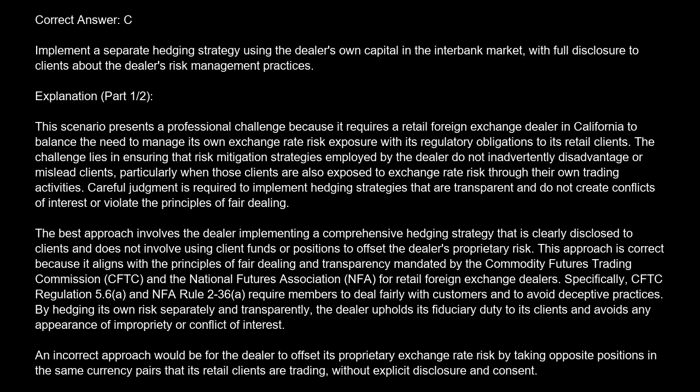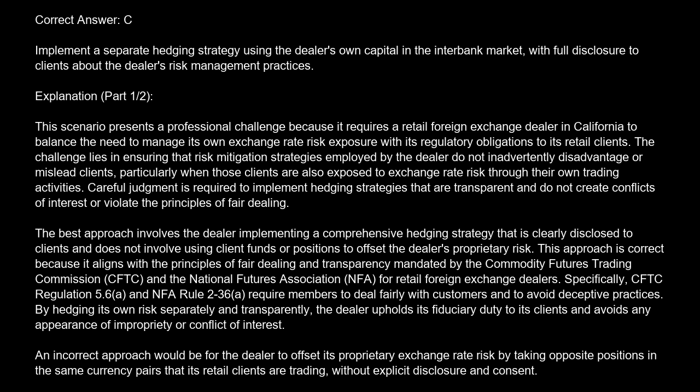Explanation: this scenario presents a professional challenge because it requires a retail foreign exchange dealer in California to balance the need to manage its own exchange rate risk exposure with its regulatory obligations to its retail clients. The challenge lies in ensuring that risk mitigation strategies employed by the dealer do not inadvertently disadvantage or mislead clients, particularly when those clients are also exposed to exchange rate risk through their own trading activities. Careful judgment is required to implement hedging strategies that are transparent and do not create conflicts of interest or violate the principles of fair dealing.